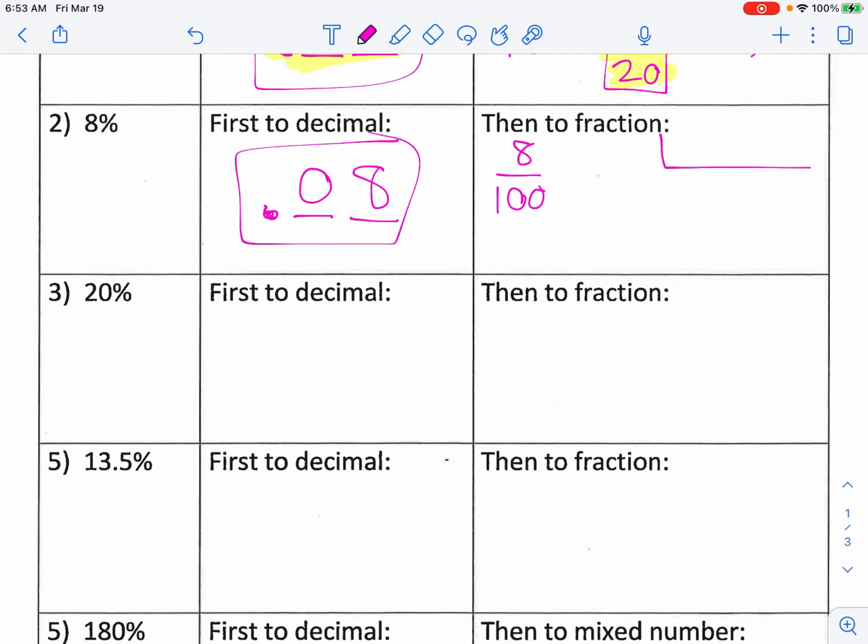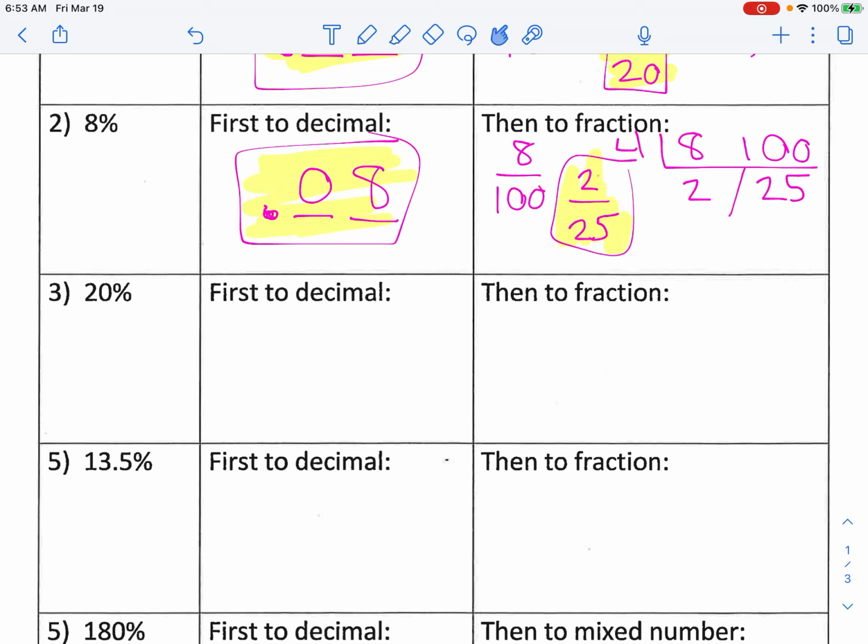Now we need to reduce our fraction. So you put the numerator and denominator inside a division ladder. I know I can divide both of those by 4. 8 divided by 4 is 2. Remember, it takes 4 quarters to make $1. So 4 times 25 is 100. So this fraction reduces to 2/25. So this is 8 hundredths, and 2/25 would be your two answers for 8%.